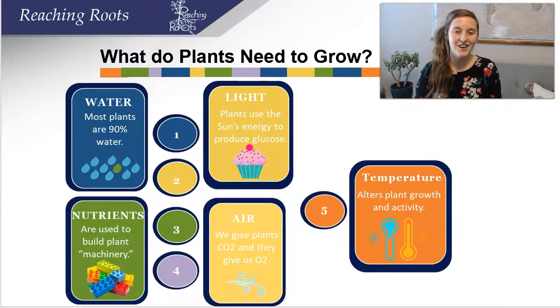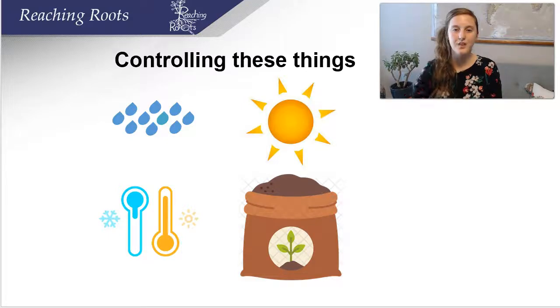Plants also need air. We breathe out carbon dioxide, and plants take that up and produce glucose. A byproduct of photosynthesis is oxygen, which is essential for our breathing. Plants also need the right temperature to grow. Some plants are adapted to colder climates, while others need warmer temperatures to grow. Controlling these elements that are essential for plant growth is really important for having your plants be as productive and as healthy as you want.